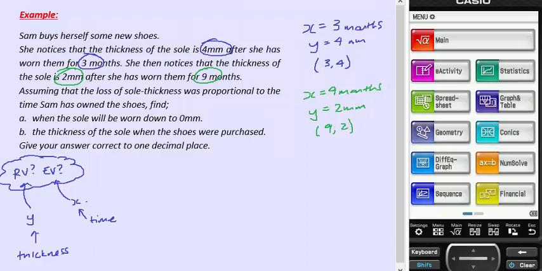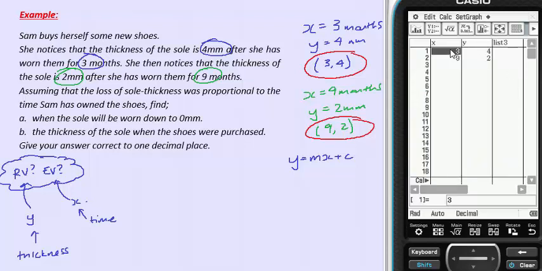And now that I've got these 2 points, I can go to the calculator and find the equation of the line. Remember, when I talk about my line, I'm looking at the format y equals mx plus c. So let's go to statistics and put those 2 points in. Here we see we've got exactly those 2 points in my x column and my y column: 3, 4, and 9, 2.